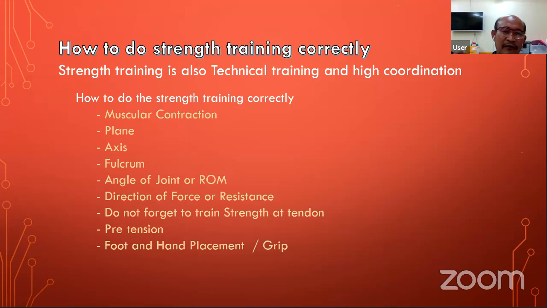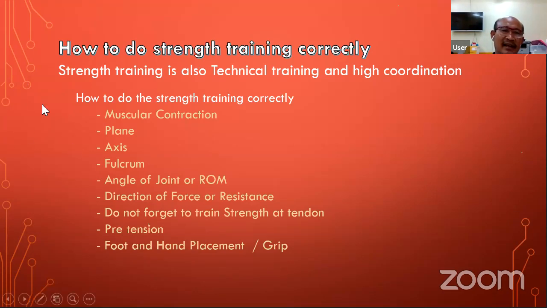And then do not forget to train the strength of the tendon, which is very important because the tendon has a very slow adaptation. Sometimes you do it too fast and then the muscle is strong very fast, but the tendon is still weak. So don't forget to do strength training and wait for tendon adaptation.